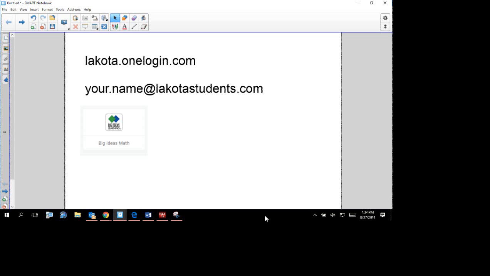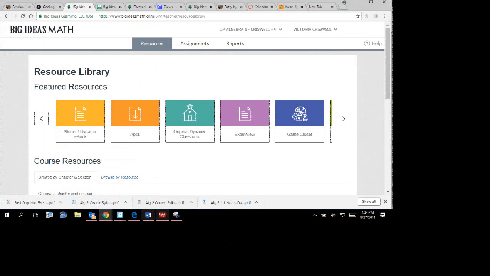Okay, once you've gotten in, then you're going to go find the icon that says Big Ideas Math. So once you've gotten in, go find that icon, and we're going to go look for the online math book. Oh, and you're going to have to click that login with Active Directory. So try to find the book. I'll show you what it looks like when you look for the book.